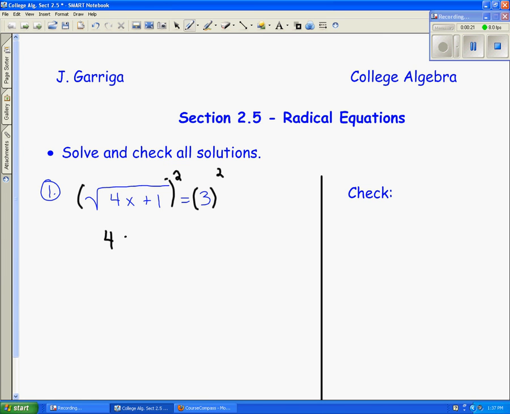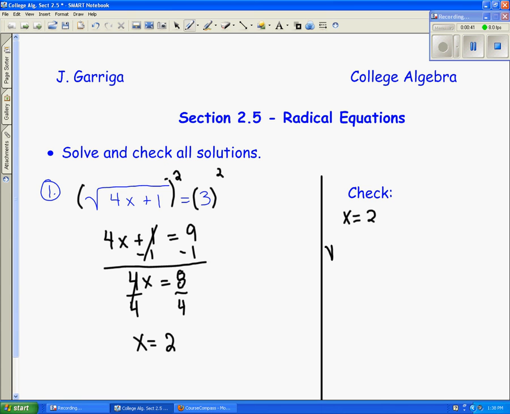So we're left with 4x plus 1 equals 9, and now it's just a simple solve an equation procedure. 4x equals 8. Divide both sides by 4, and x equals 2. Now we want to check x equals 2, so we're going to plug 2 back into our original problem. Everywhere x is at, we're going to put a 2.